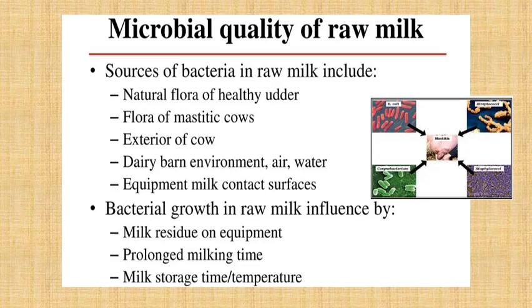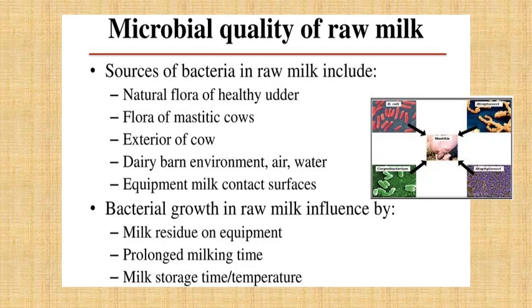Now we will understand the microbial quality of raw milk. I have a separate detailed discussion on this topic, but here in connection with clean milk production, we should understand what the sources of contamination are. As I have already mentioned in the previous slide, the sources of bacteria in raw milk include the natural flora of the healthy udder, flora of mastitis cows, that is the infected cow or udder, the exterior of the cow, that is the outer surface, dairy barn or shed environment, and the air and water.